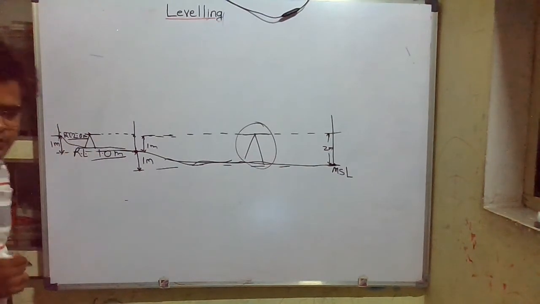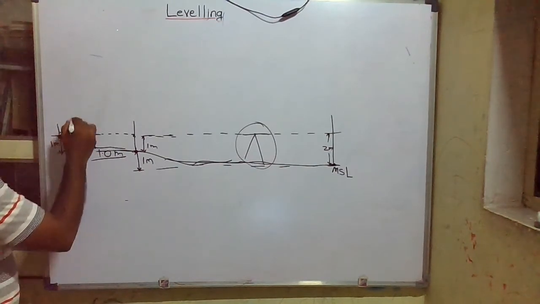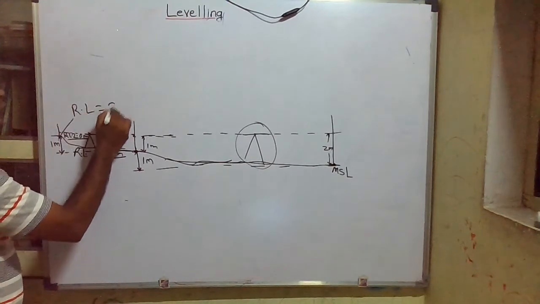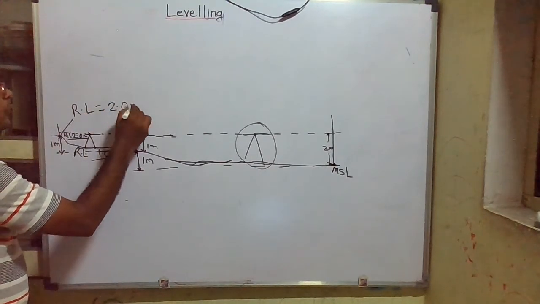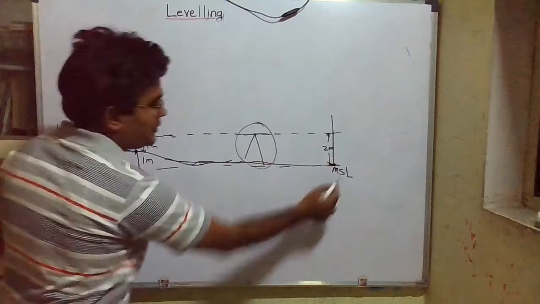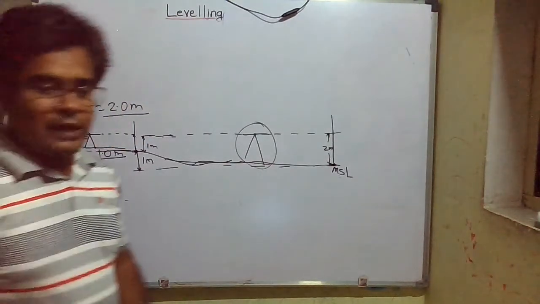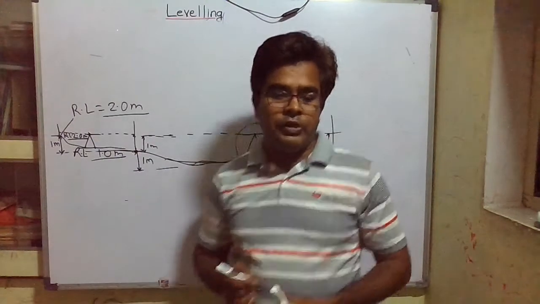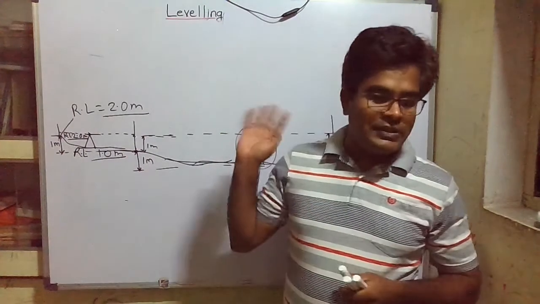RL of this point is 2.0 meter with respect to mean sea level. Okay, like that we can find out the RL of different points. So every time we cannot go to the mean sea level at Karachi.